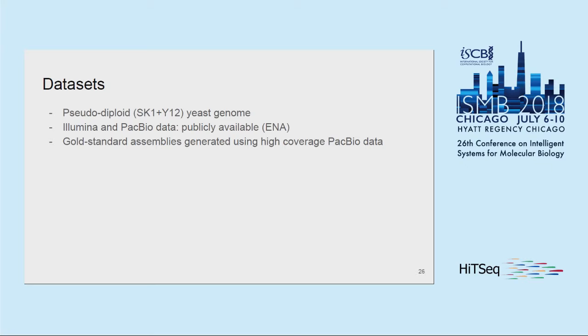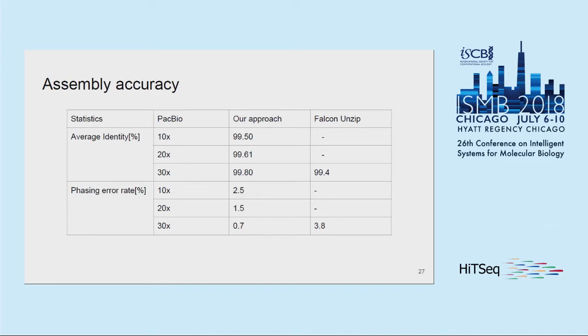As a ground truth, we considered assemblies that were generated using high coverage data set by considering each of these strains independently. Now, to answer our first question on what is the cost-effective way of generating the good quality assemblies, we downsampled the PacBio data to different coverages of 10x, 20x, and 30x. And we compare our approach to Falcon Unzip, which is the only available diploid assembler.